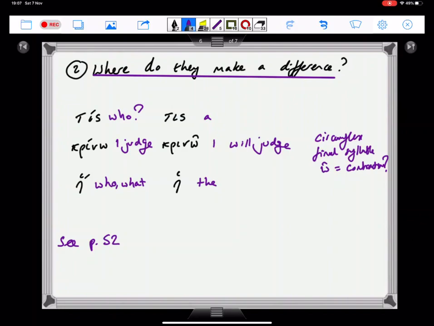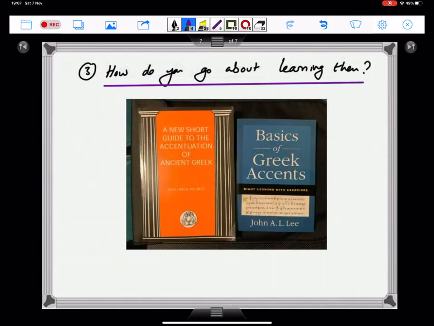Other places where it's important are few and far between, and you'll get a feel for those as you read more of the New Testament. If you're really interested, there are two books I'd recommend. The first is Philomen Probert's. Philomen is in Oxford, so if you ever need to talk to anyone, she's also absolutely amazing. And her book is classical, so it will give you an overview of all the rules of accentuation.